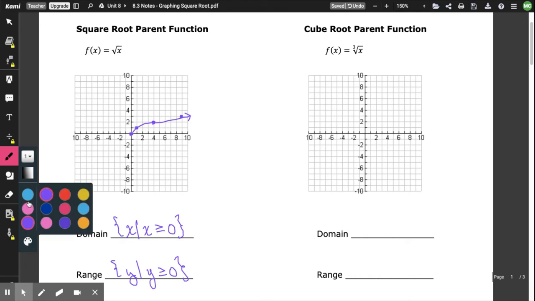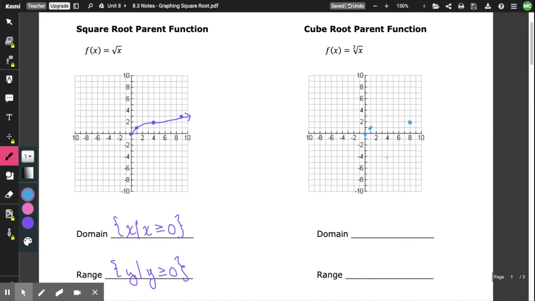Our second one is a cube root parent function. So for the cube root parent function, again, it does have a point at 0, 0, but I wouldn't really consider that a starting point on this one. We'll come back to that in a minute. There's a point at 1, 1, because the cube root of 1 is 1. The next nice point that fits on this graph would be at 8, 2, because the cube root of 8 is 2.